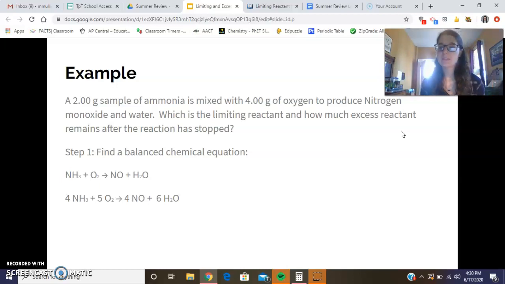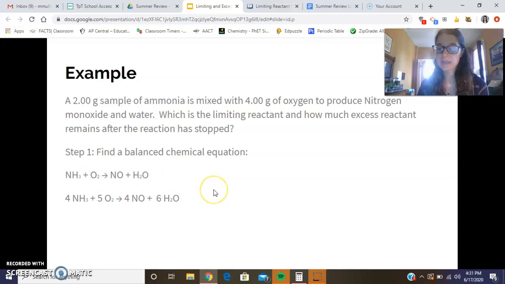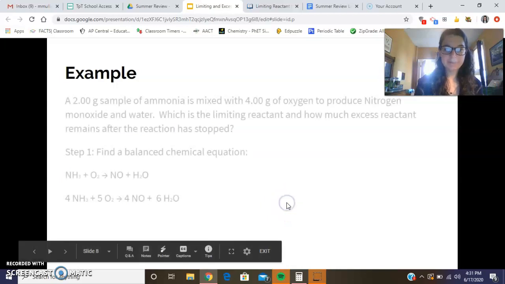So our first step is to find the balanced chemical equation, which I have done here. I start with a skeletal equation saying I'm reacting ammonia and oxygen gas to get nitrogen monoxide and water. Remember, oxygen gas is a diatomic element, that's why it's O2. To balance my chemical equation, I have coefficients in front of everything: a 4 in front of ammonia, a 5 in front of oxygen, 4 in front of nitrogen monoxide, and 6 in front of water. If you want to practice balancing chemical equations, you can pause this video, go through that, and double check your answer. So that's my first step.